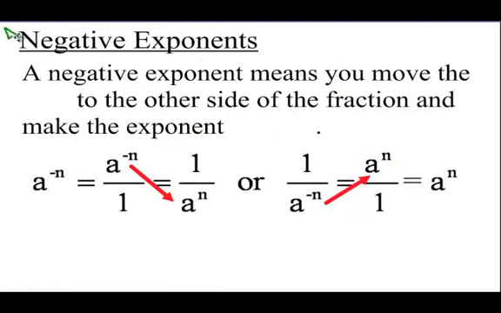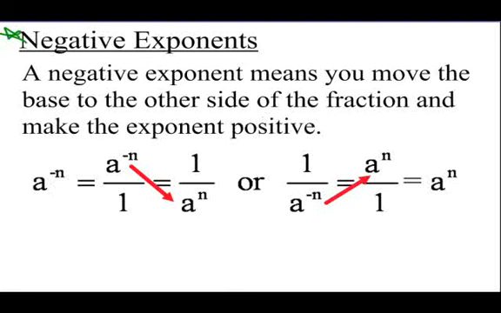One thing we have to review, because everything we've done so far has worked out very nicely, is that we ended up with a positive exponent. But we can do the subtraction and end up with a negative exponent. So a negative exponent means that you move the base to the other side of the fraction and make the exponent positive.